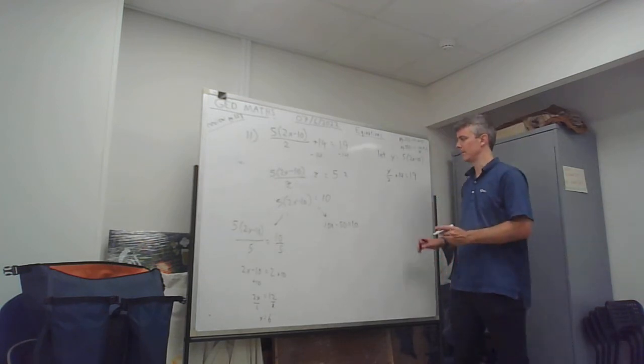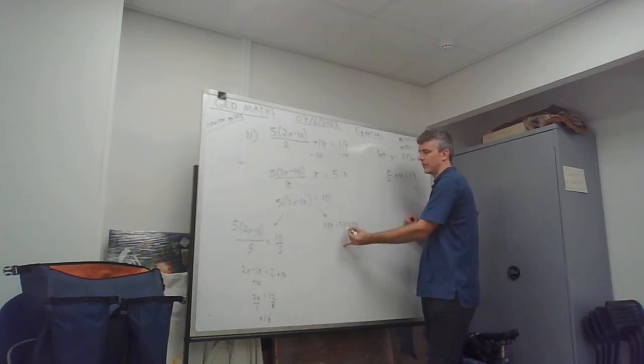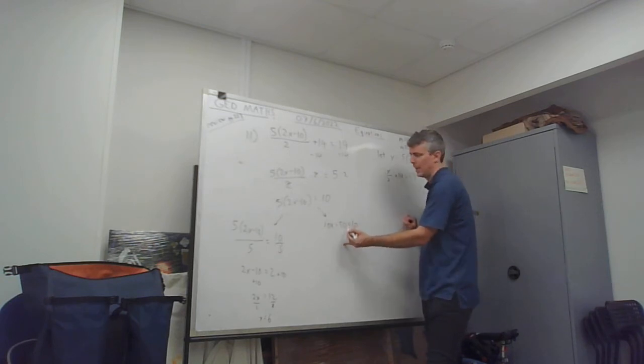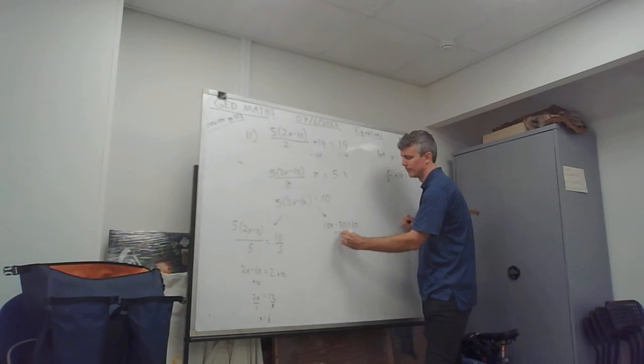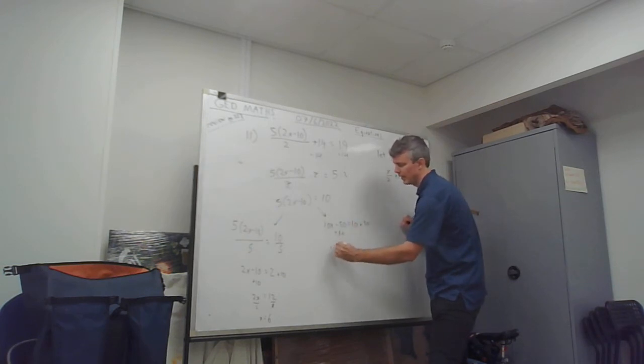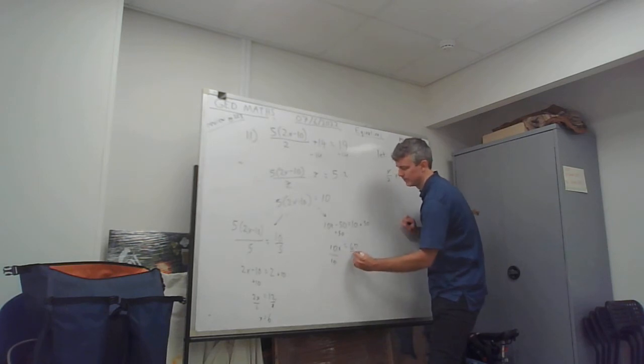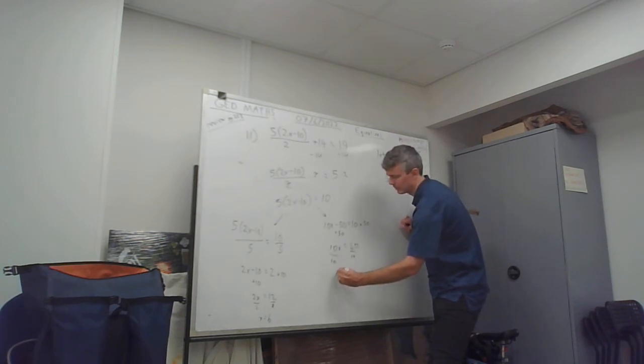Here, we want to get rid of this 50, right? So how are we going to do that? We add 50 to both sides. So now we get 10x equals 60. Divide both sides by 10, and we get x equals 6.